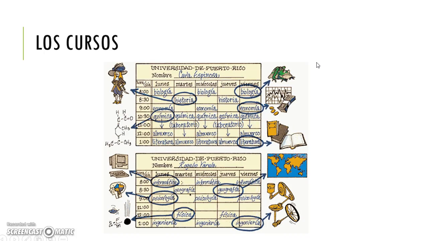Okay, the next thing we're going to go over are los cursos. And these are the different courses or subjects that you guys are taking in school. Okay, and here's just a little picture highlighting a few. Biología, just try and think about what they are before we go over them. Biología, historia, química, economía, literatura, informática, psicología, geografía, física, y ingeniera. Some of those are cognate words, which means that they look very similar to the ones in Spanish, and you can kind of figure out what they are.